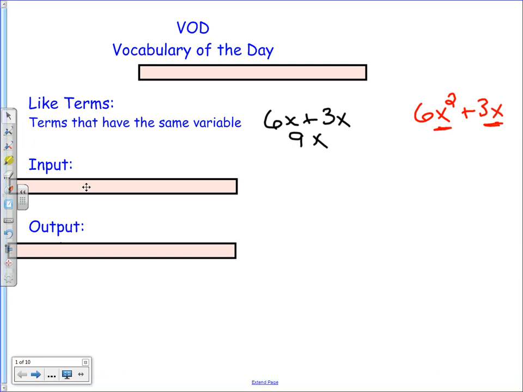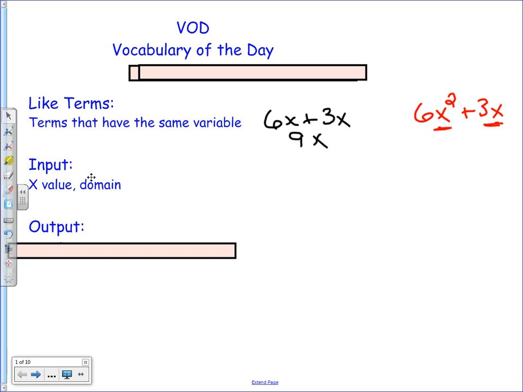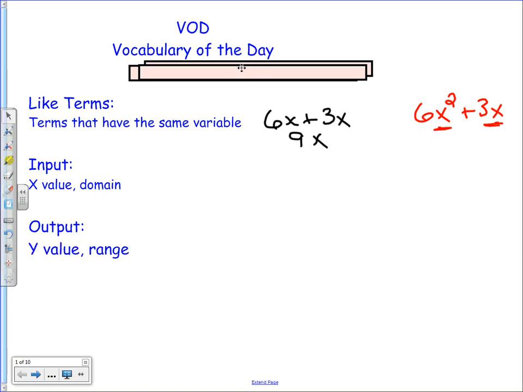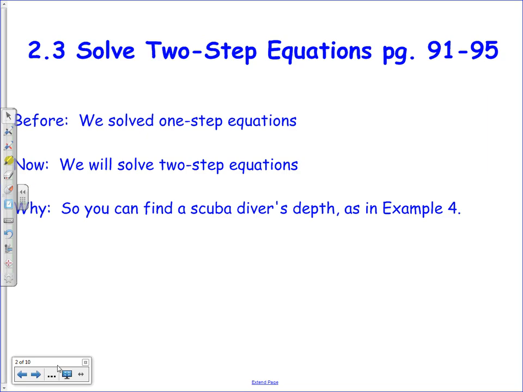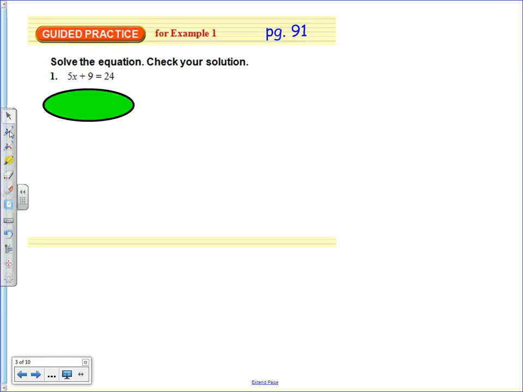Input we've talked about previously. It is our x value or our domain. Output then becomes our y value or our range. Our goal in 2.3 is to solve two-step equations. We did one step, we're ready to move up, we're moving to two-step. So here's some examples. You can follow along in your book on page 91.